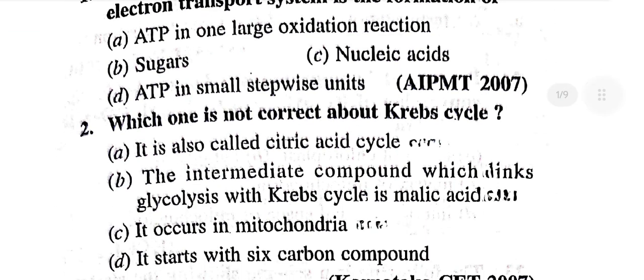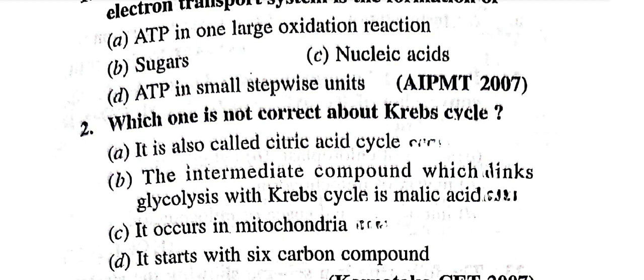Then the next question is, which one is not correct about Krebs cycle? The first option is, it is also called citric acid cycle. The next option is, the intermediate compound which links glycolysis with Krebs cycle is malic acid. Next option is, it occurs in mitochondria. It starts with a 6 carbon compound. So which option is the incorrect one?